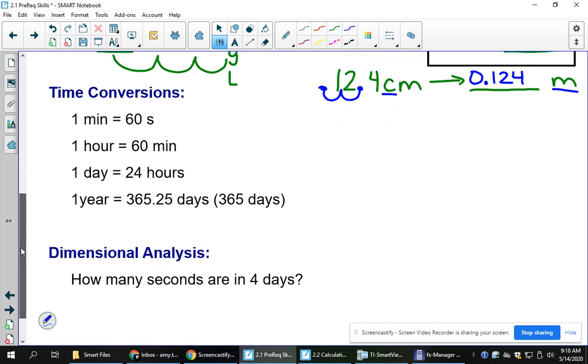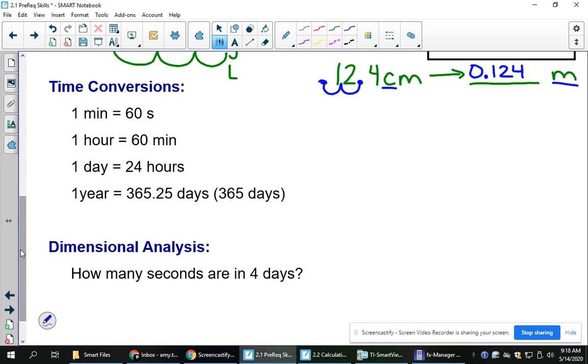Now, time conversions. There's some stuff that we just assume is common sense. Time is one of them. So we assume that everybody knows some of the common things, like 1 minute has 60 seconds, 1 hour has 60 minutes, 1 day has 24 hours. And 1 year, we could use the number 365.25 because we have leap years, but just for ease of calculations, we'll just use 365 days.